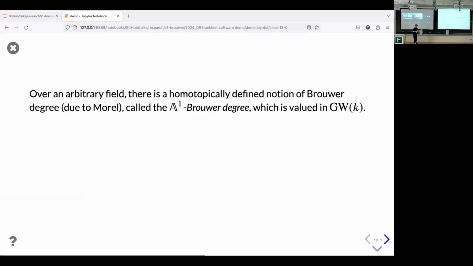OK, so we talked about having Brouwer degrees. This is some definition in differential topology that's detecting basically how a local neighborhood is changing under a map. And if I have a map of varieties, if I have a map from AN to AN over an arbitrary field, you can define a notion of Brouwer degree, which is due to Morel, and this is valued in the Grothendieck-Witt ring. And it uses a lot of very heavy machinery from motivic homotopy theory. And when it was originally defined, there was sort of no computational way to go about it. There were very small cases where we knew how to compute it. In general, we had no idea. We had no algorithms for these sorts of things.